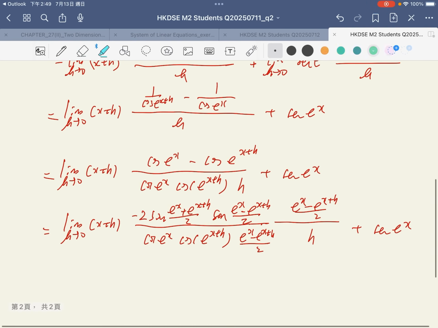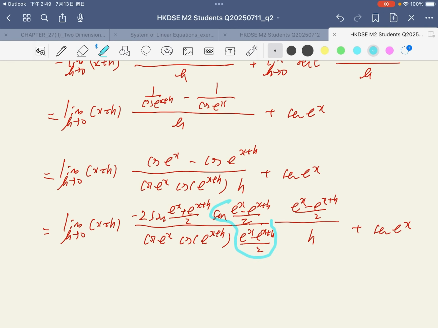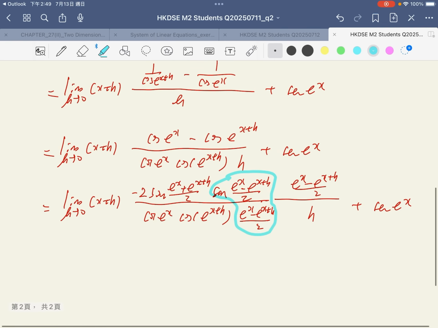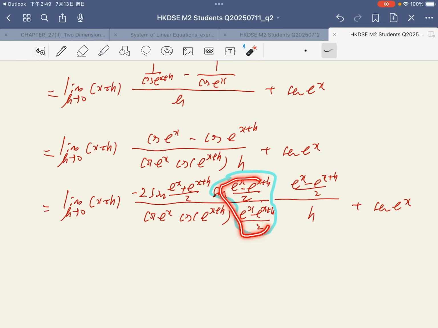And we can see that this is actually equal to 1. That's the property of limit. h tend to 0 means e^x minus e^(x+h) over 2 tends to 0. That means this part, by x tend to 0, sin x over x equal to 1. That is 1.